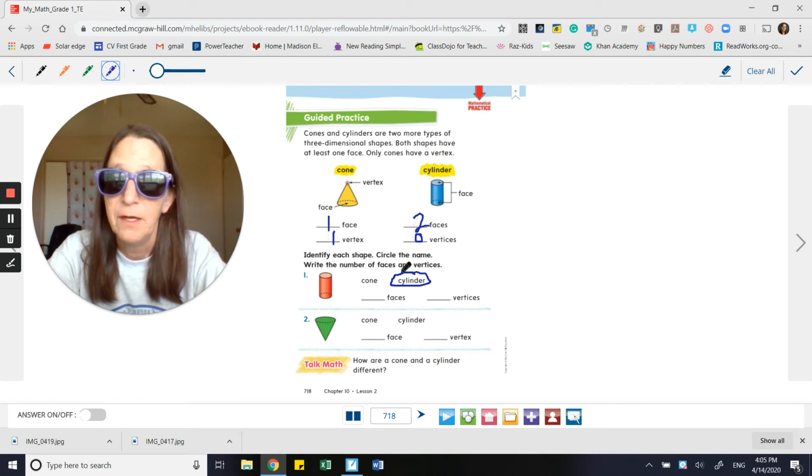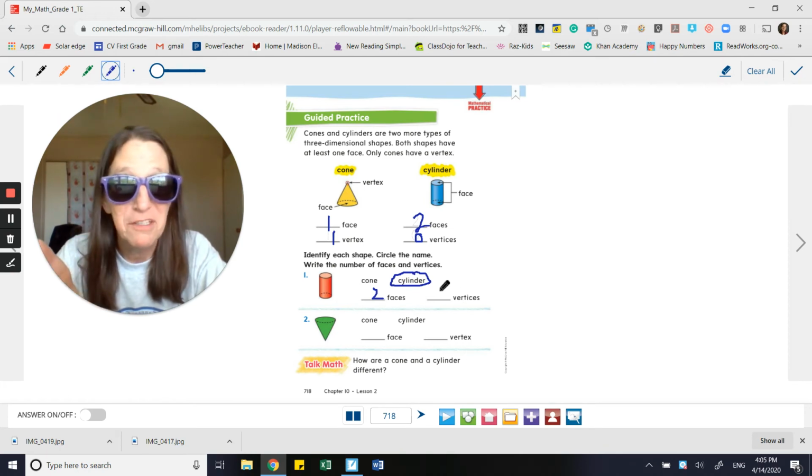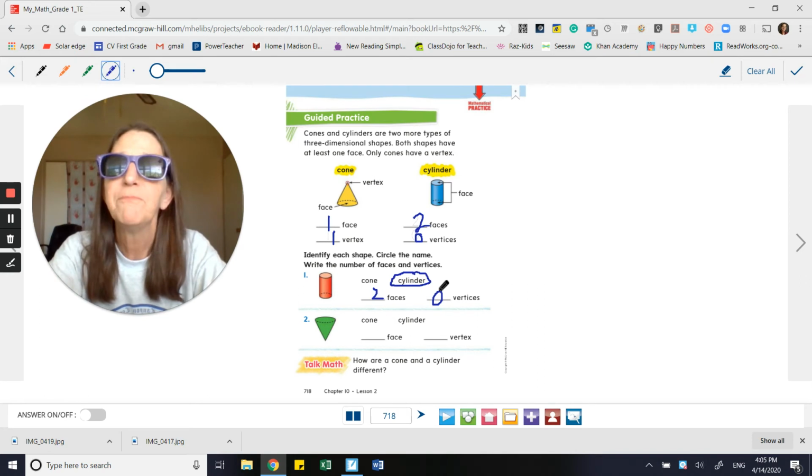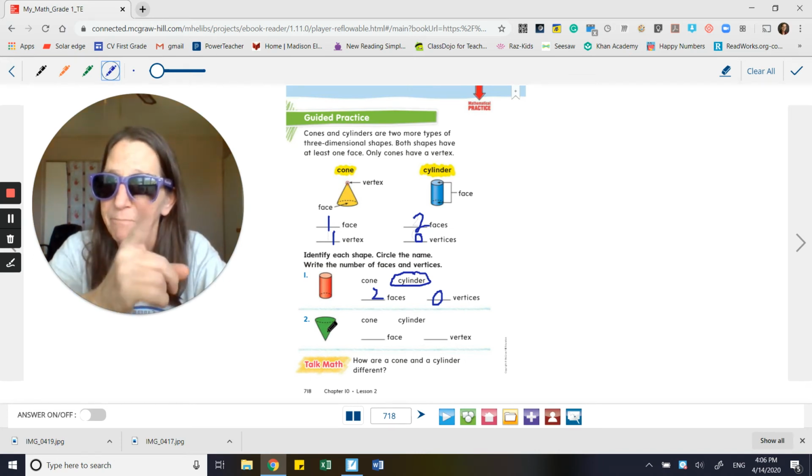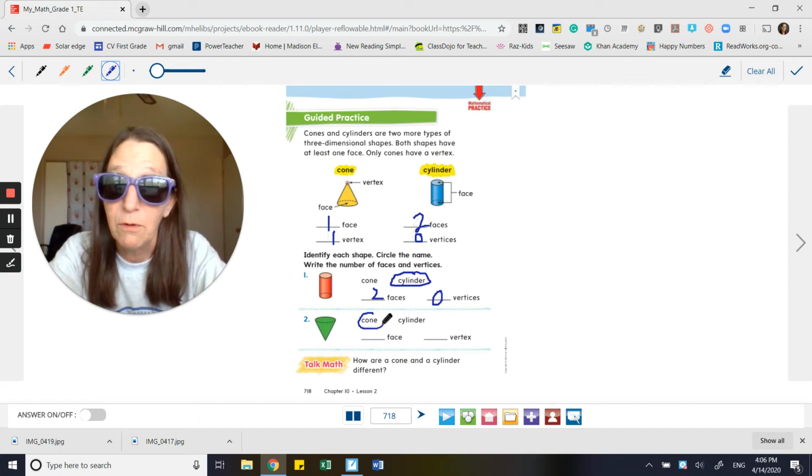Okay? And now how many faces do we see? 1, 2. It wants to know how many faces I got? It's got 2. It wants to know how many vertices? We already talked about that. Remember, does it have any? No. So make sure you write a big 0 there. Okay? Very cool. Now this one, is this a cone or is this a cylinder? This isn't hard, is it? I see a vertex down here. And remember, cylinders don't have a vertex, do they? So this has got to be a cone.